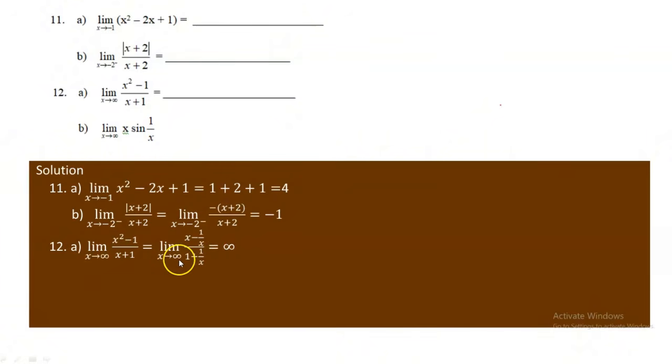So as x is turning to infinity, this is approaching 0. Again, this is approaching 0, so it will be meaningful. But as x goes to infinity, look here, x again is going to infinity. So the function in general goes to infinity. That is the idea.